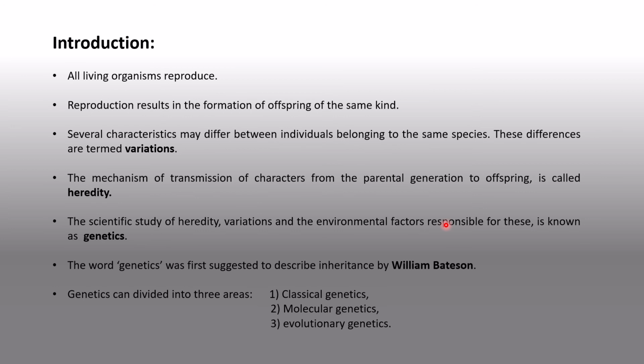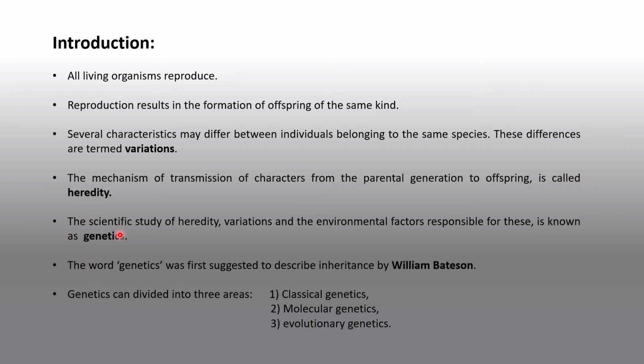So all living organisms reproduce and result in the formation of offspring of the same kind. However, these offspring may not be the same or may not totally resemble their parents. There are several characteristics that may differ between individuals belonging to the same species. These differences are termed variations. The mechanism of transmission of characteristics from the parental generation to the offspring is called heredity.